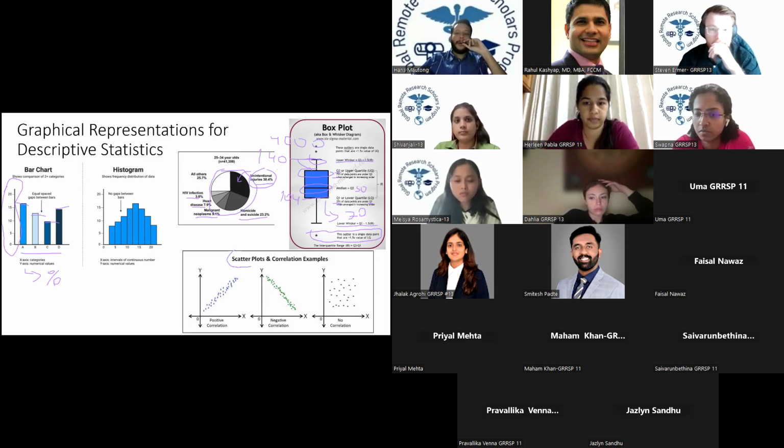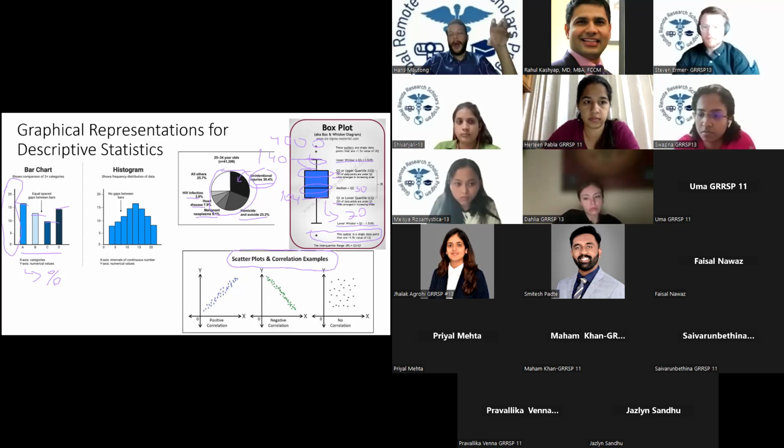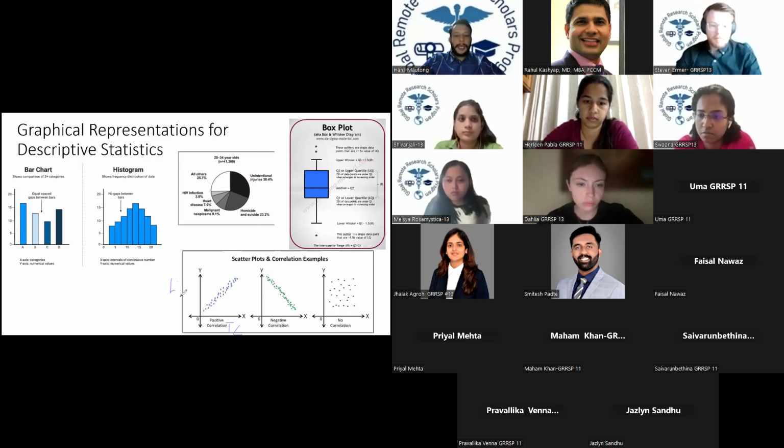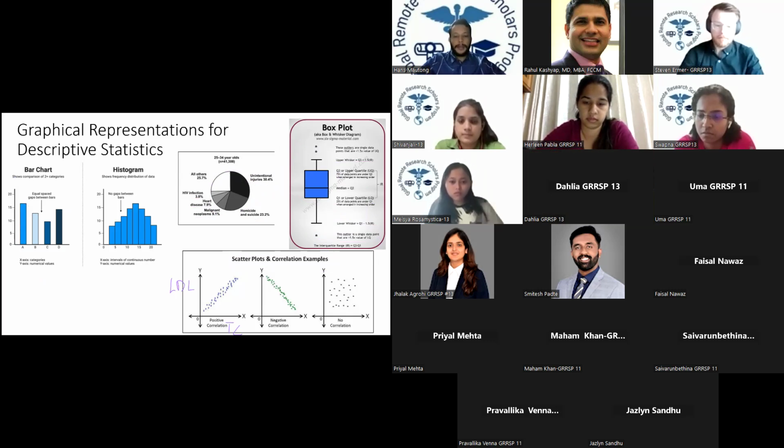Scatter plots are more for when you're analyzing two variables, and it gives you a visual representation of how well they correlate. For example, if we have total cholesterol levels here, and we have LDL levels here. As we all know, they correlate. So the more total cholesterol a person has, the LDL will also increase. So they are positively correlated.